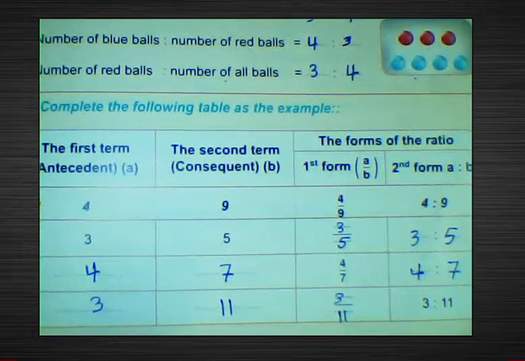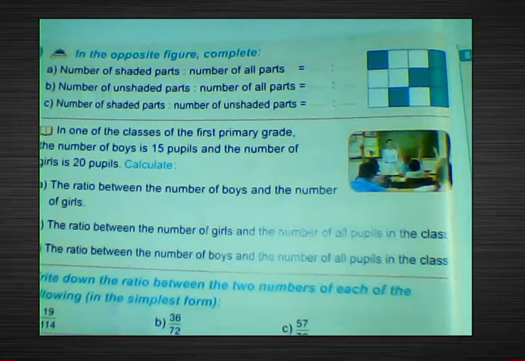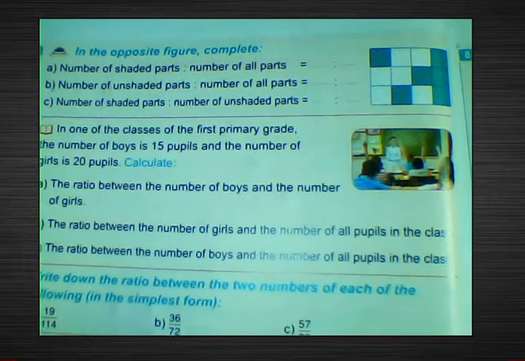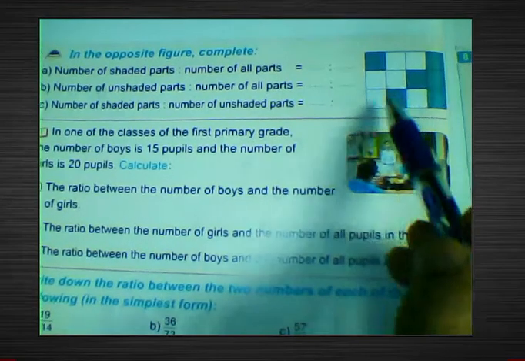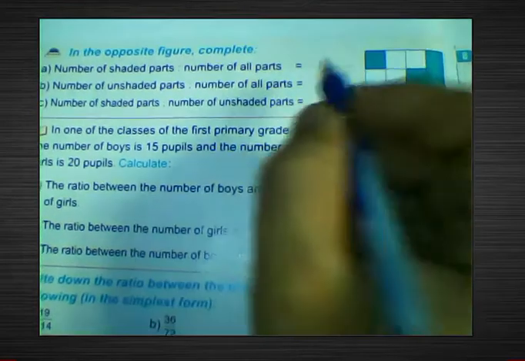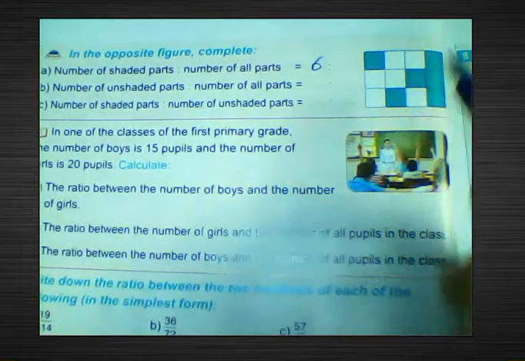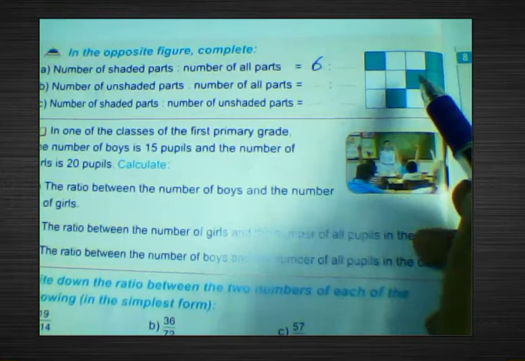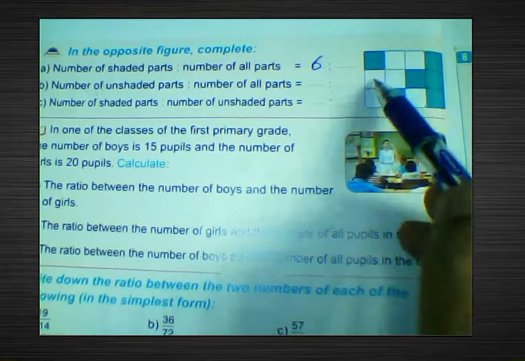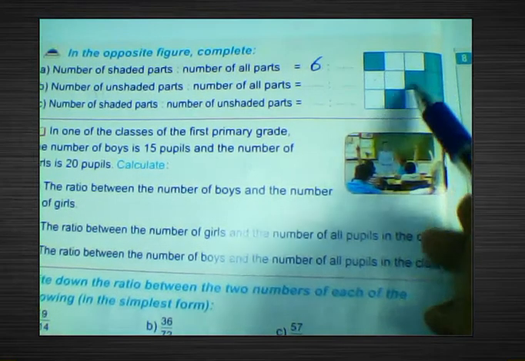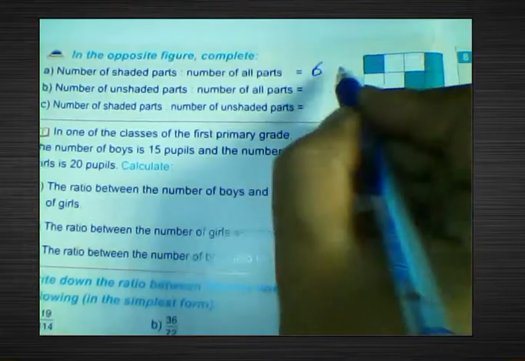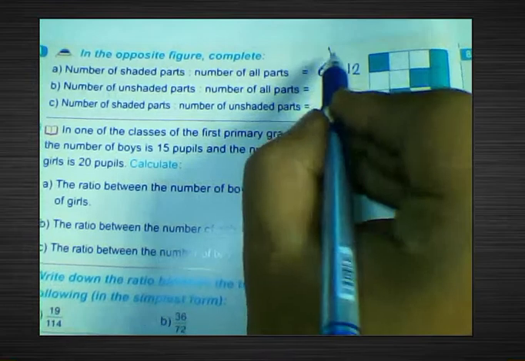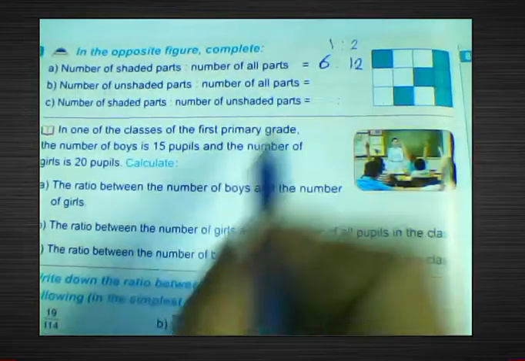In the opposite figure, complete: number of shaded parts to number of all parts. 1, 2, 3, 4, 5, 6. Write 6 here. And the number of all parts: 1, 2, 3, 4, 5, 6, 7, 8, 9, 10, 11, 12. We can simplify it: 6 to 12 is 1 to 2.